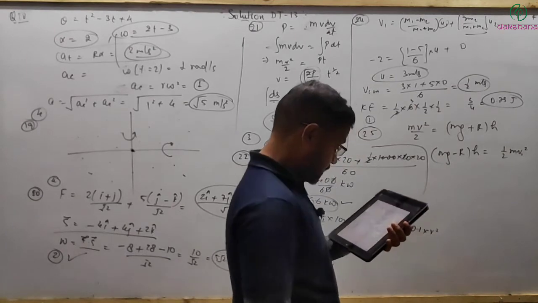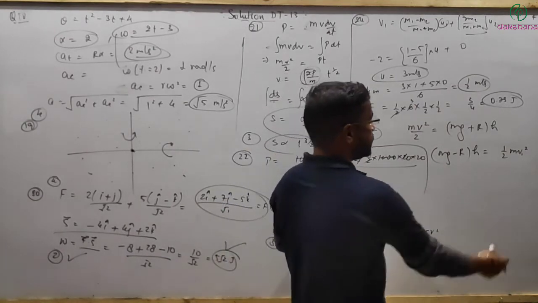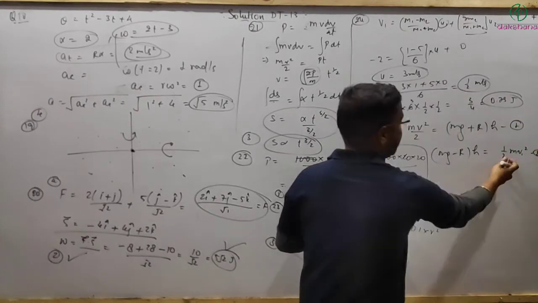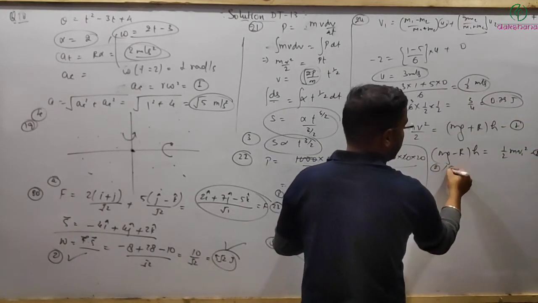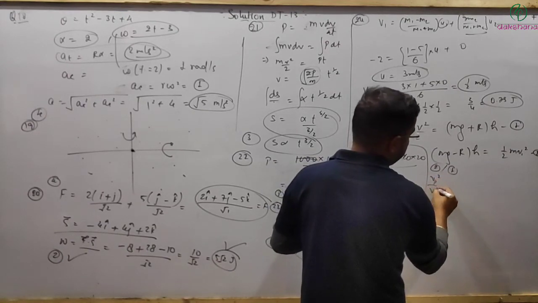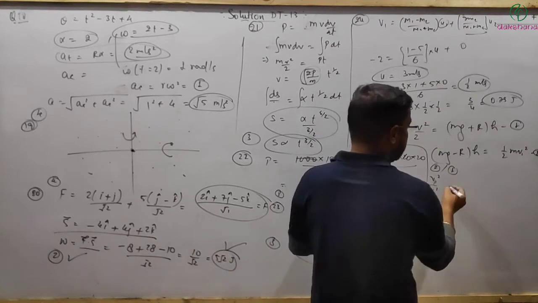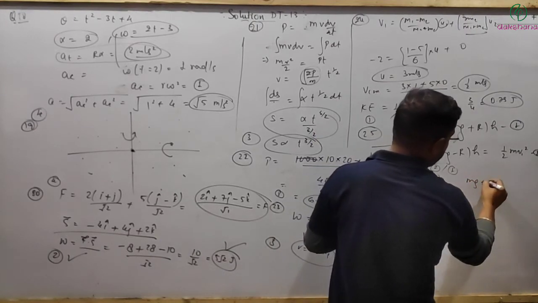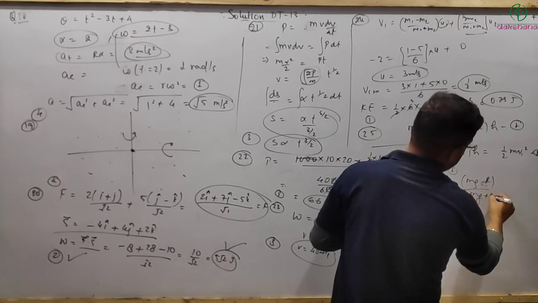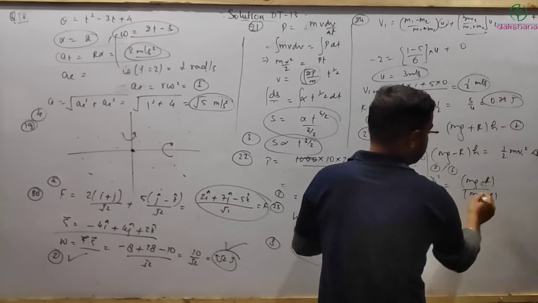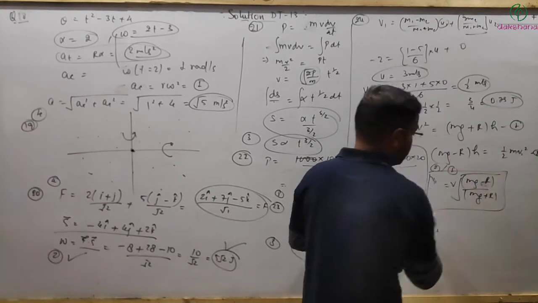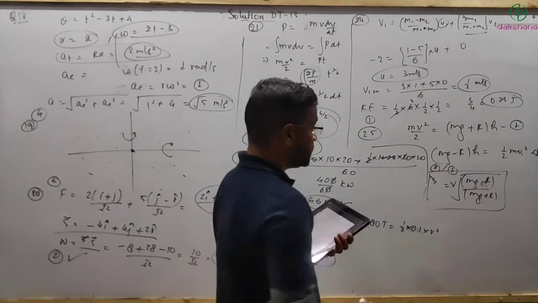So what it's asking is v prime, basically. Let's say this is equation number 1, this is equation number 2, so dividing equation 2 by 1, we get v prime square divided by v square, where initial speed is given as v. This is equal to (mg minus r) divided by (mg plus r), and so v prime is the square root of that multiplied by v. So this is the answer matching with option number 3.